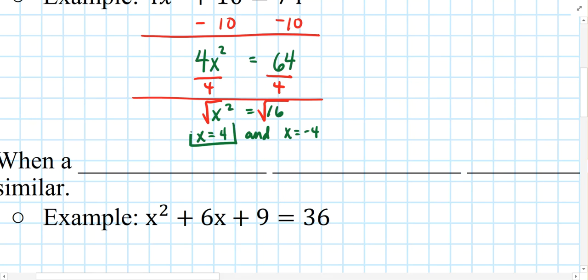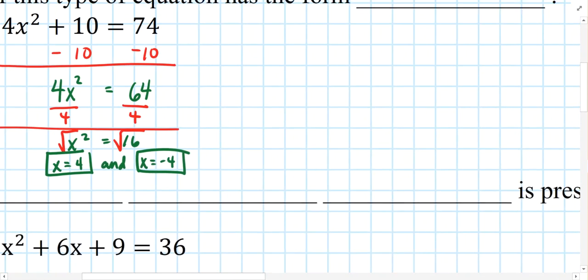Since both 4 squared and negative 4 squared equal 16, both are solutions to the quadratic and should be checked for accuracy.